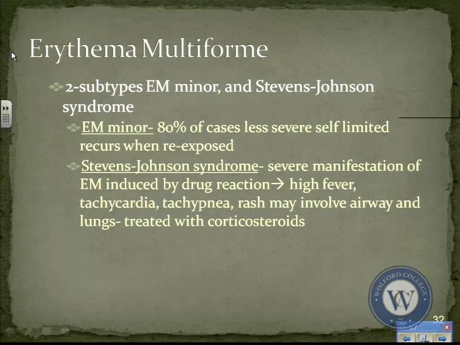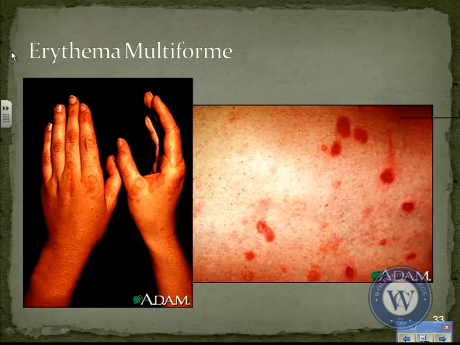It's bad. Usually when you hear about it, everybody in the hospital comes over to see, because it's a terrible, very terrible complication of antibiotics usually. The skin literally will slough off the whole patient in that situation, and they become a burn victim at that point. In the minor, 80% of cases are less severe and self-limited, versus Stevens-Johnson, which is severe. It's usually a drug reaction leading to high fever, tachycardia, tachypnea. The rash can also involve the airway and the lungs, and can be treated with corticosteroids, but the biggest thing is stop giving the drug. This is erythema multiforme.